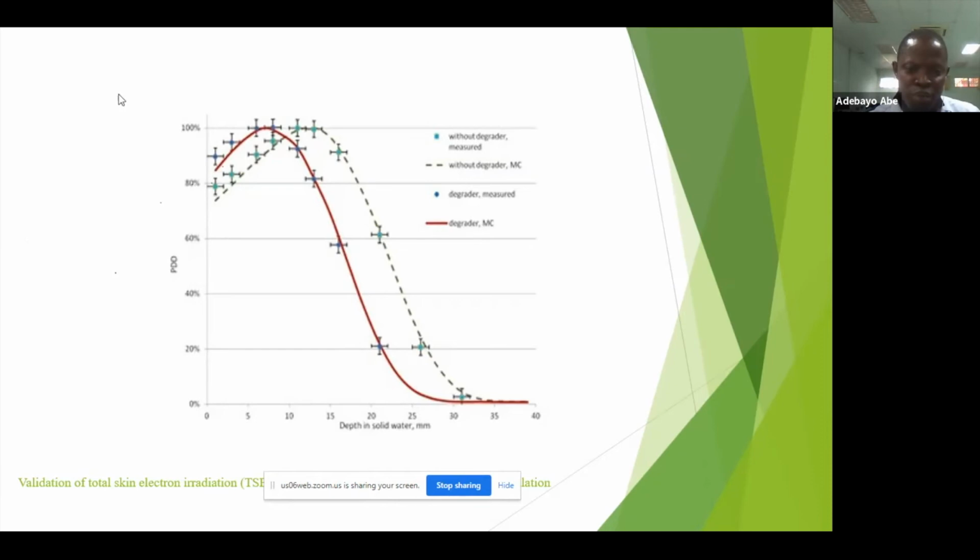If you see from the depth here, you can see 5. This is the 90% of the dose, which represents the practical range of the electrons. You can see here that the graph without a degrader shows more shallow dose. That is going beyond the skin more, which is not good enough.